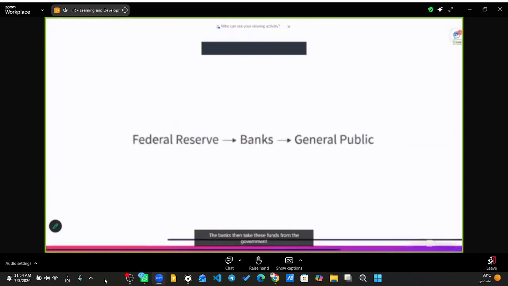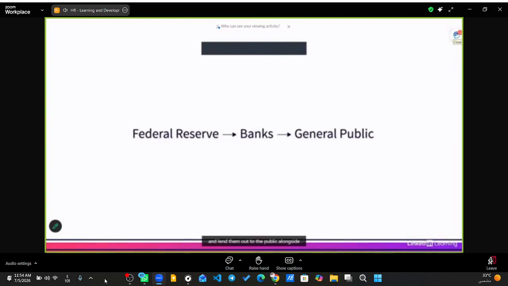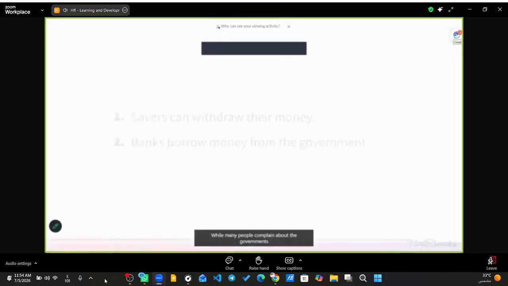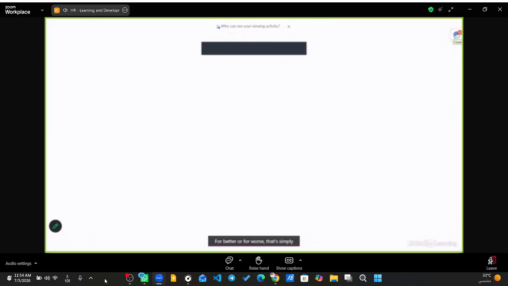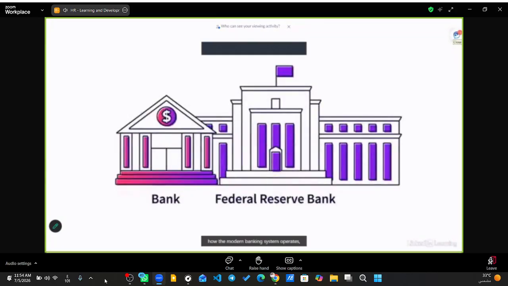The banks then take these funds from the government and lend them out to the public alongside the money that's deposited by savers. While many people complain about the government's involvement with banks, the reality is that virtually all banks around the world are backed by their respective governments, based on the same 2 factors we've talked about here. For better or for worse, that's simply how the modern banking system operates, both in the US and in most other developed countries.